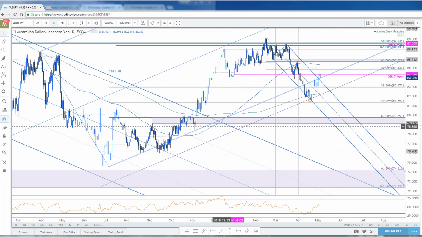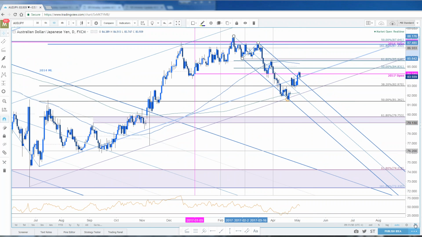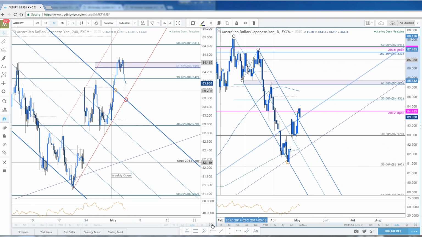I don't like that we're kind of running through the 2017 Open, reversing back below it. If we broke this formation for real, it should be held as support. So for me, I don't think it's an operable trade right now. I want to see how we open up the week. Here's what the intraday trade looks like.